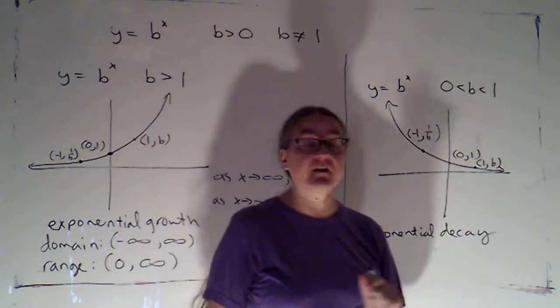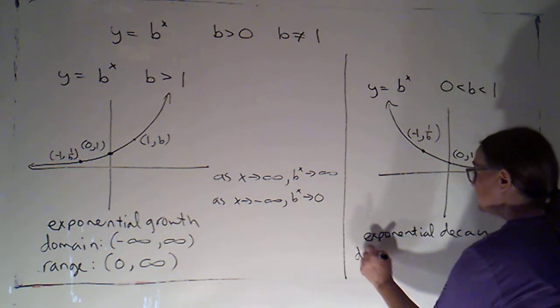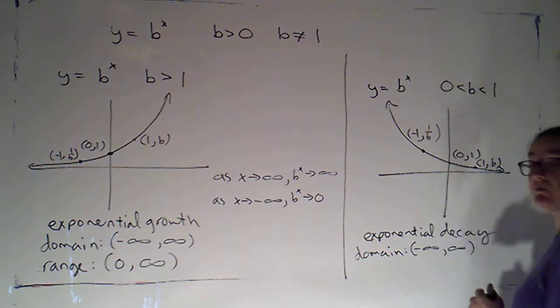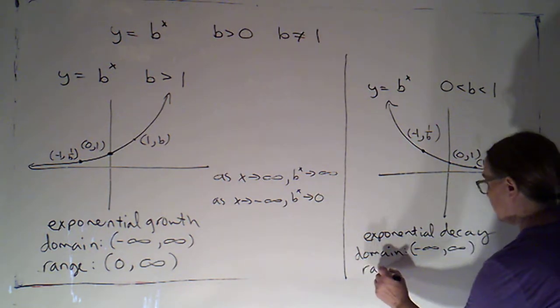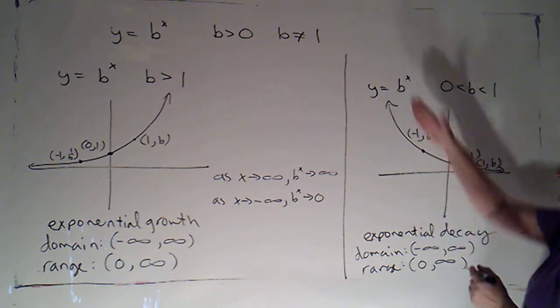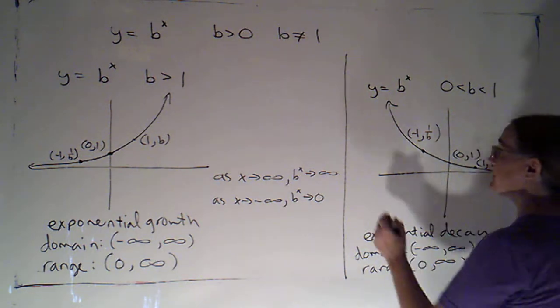Again, we have a horizontal asymptote on the left. Let's see, I can say that my domain, as with any exponential function, is everything from -infinity to infinity. I can say that my range is everything from 0 to infinity. Again, it's the positive numbers. This one's just always decreasing. And so the end behavior looks different.